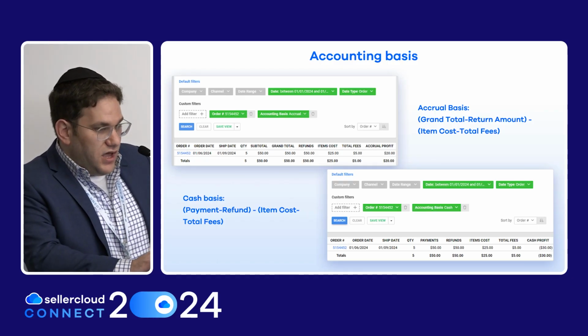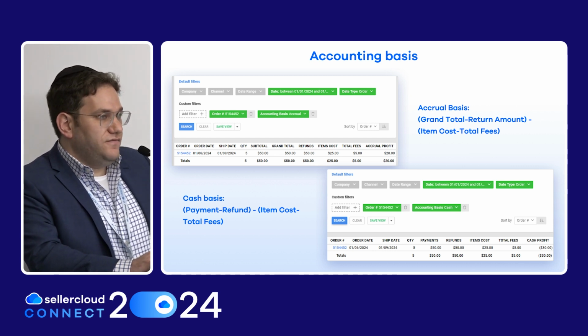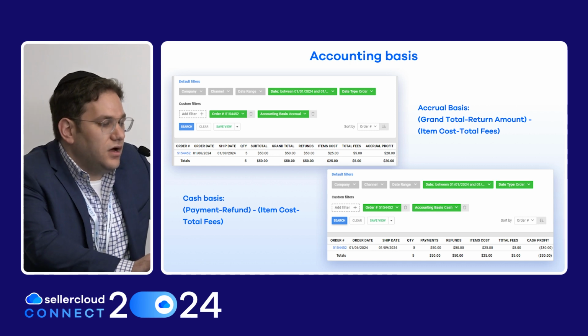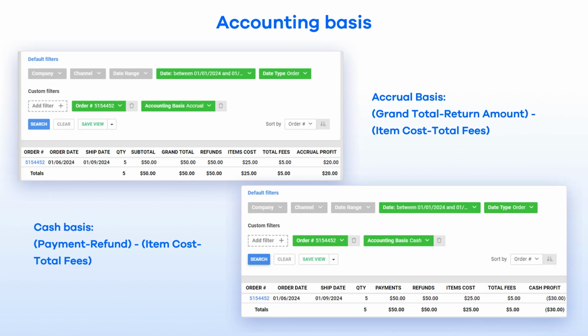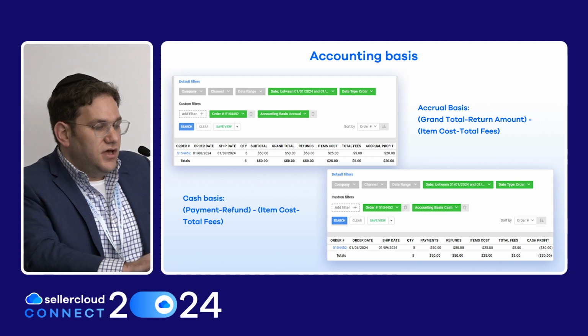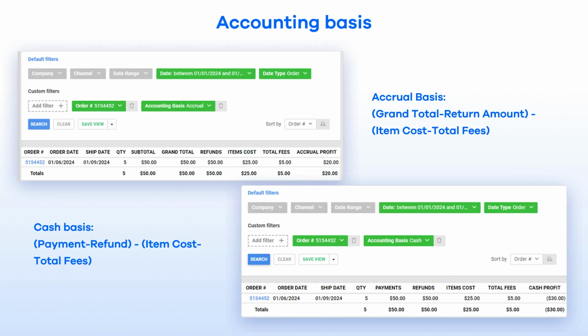So in this slide, I give you an illustration of what would happen if you calculate the profit on an order based on accrual versus based on cash. In this case, I have an order that was shipped and refunded. On the top, you have the refund column of $50, the grand total minus the refund. The refunds should cancel out the revenue, and then you'll have the item cost of $25 and total fees of $5, which would give you a $30 loss on the order. In this case, you see the accrual profit does not take into account the refund on the top. That's because, again, we don't look at payment records, we don't look at refunds. In order for the revenue to be deducted, the item needs to be returned in accrual basis. So that's a gap that exists in accrual.